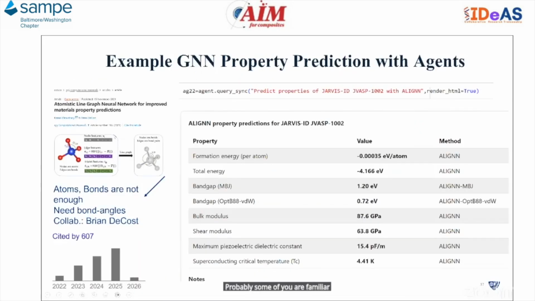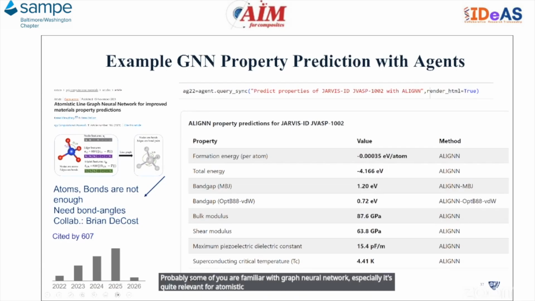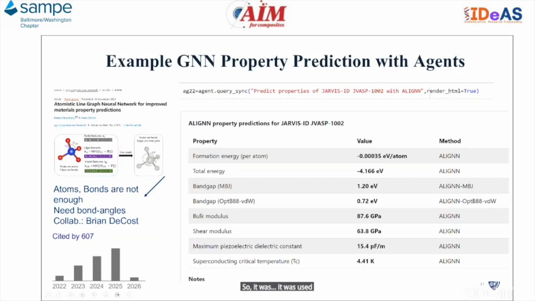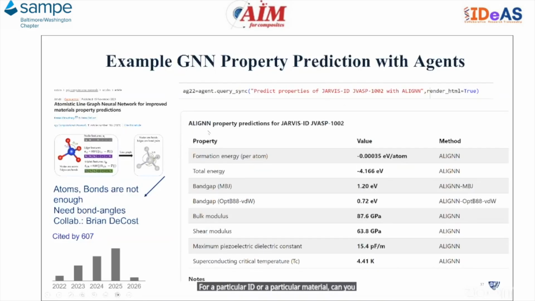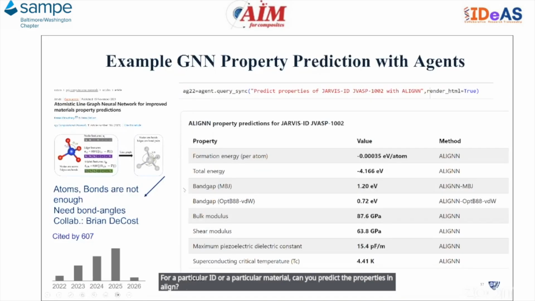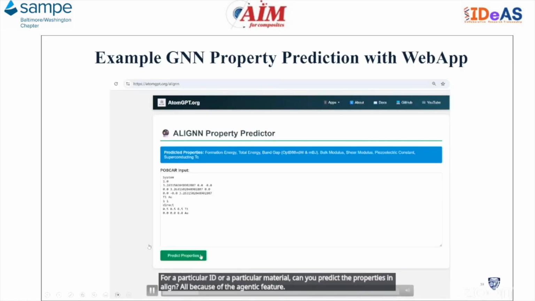Probably some of you are familiar with graph neural networks, which are quite relevant for atomistic simulation and accelerated atomistic simulation. About 5 or 6 years ago, we proposed this framework, the atomistic line graph neural network, which has been cited about 600 times. It was used to predict the properties of atomic structures way faster than something like density functional theory. And now it's integrated in natural language, so you can ask for a particular ID or a particular material, can you predict the properties using ALIGNN? All because of the agentic feature.